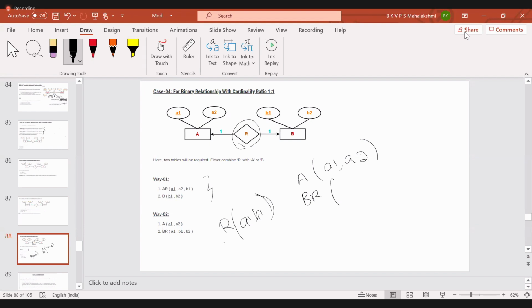So instead of avoiding the confusion and taking many more tables, we have some rules. These rules will be helpful for us to avoid taking many tables. Instead of taking different tables, we can combine this relationship directly with the next entity. In this way, it will help us.